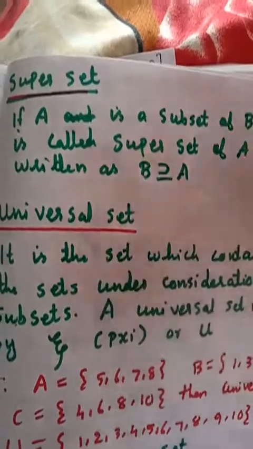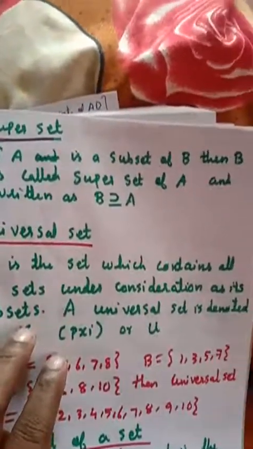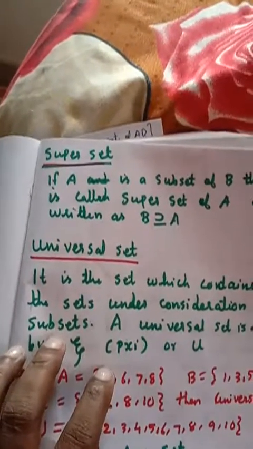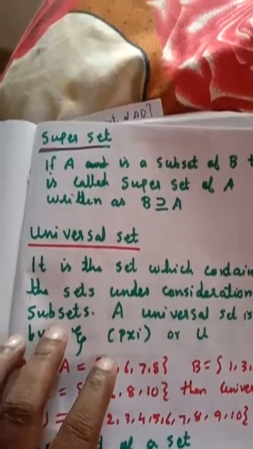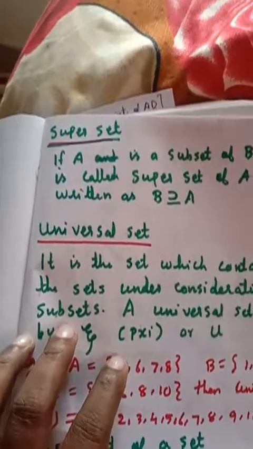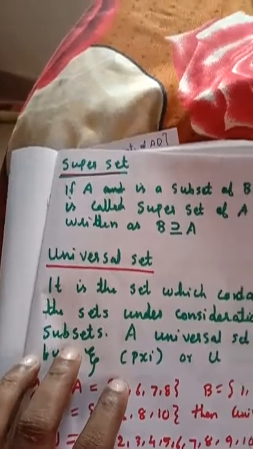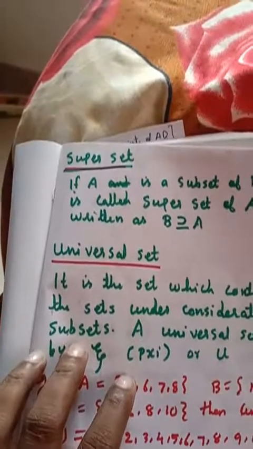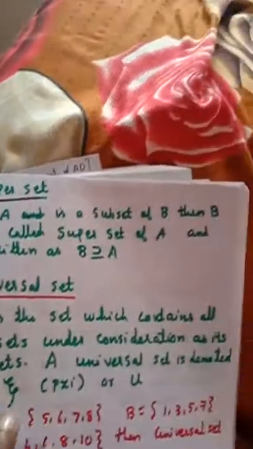Okay. Now universal set. Universal set means it is the set which contains all the sets under consideration as its subsets. It is the set which contains all the elements under consideration. Suppose we are solving any problem, set A is equal to, set B is equal to, like that. All the elements contained in A and B together are called the universal set. That means all the elements under consideration.